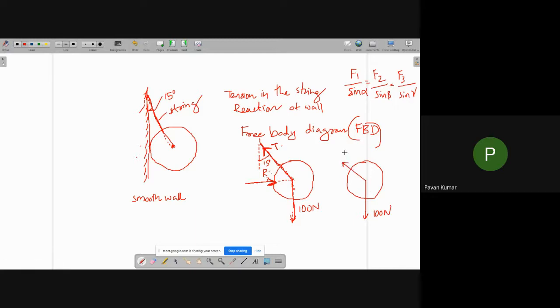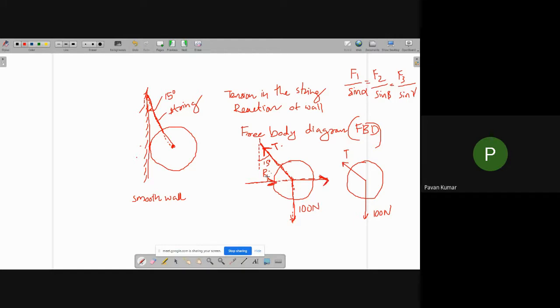A force T like this. Now, in the case of reaction, it is coming towards this center. Okay, we can transfer this to this. We already studied the principle of transmissibility in the previous class.